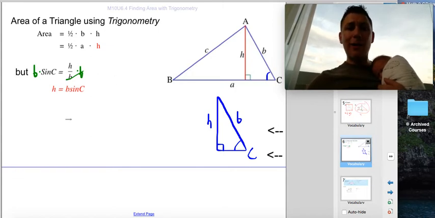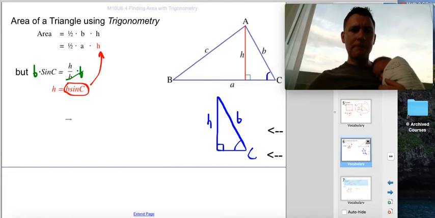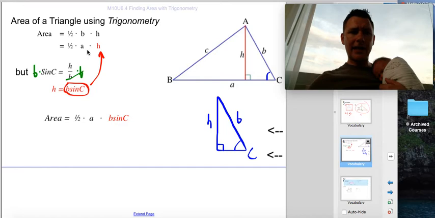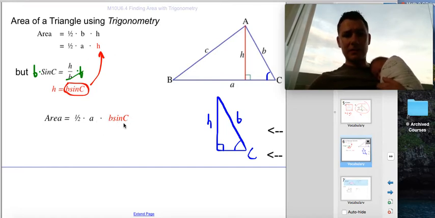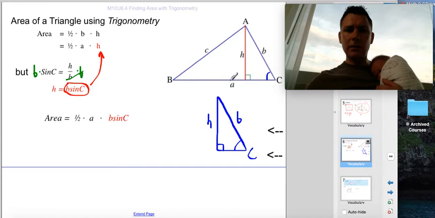And what we can do now is take this mess and put it in here for h. And so now you've got this. Area is 1/2 side a times side b times sine of the angle C. So it ends up using this piece, side a, this piece, side b, and the angle between them, C.